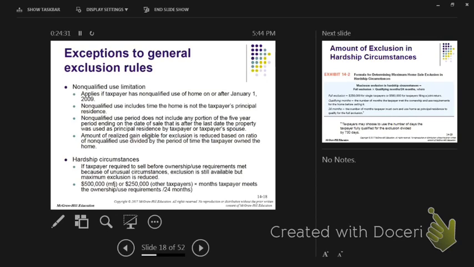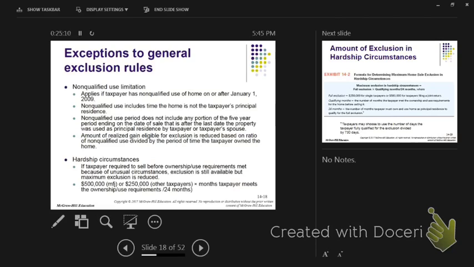Now there are a few exceptions to the general exclusion rule. There's something called the non-qualified use limitation. It applies only if the taxpayer has non-qualified use after 2009. It includes times in which it was not the principal residence. So non-qualified use basically means that you lived in this house as a principal residence and then you moved out of the house, lived in a different house, maybe down at the lake, and then you moved back into that house. So there was some time in which you were not in the house, so that's non-qualified time.